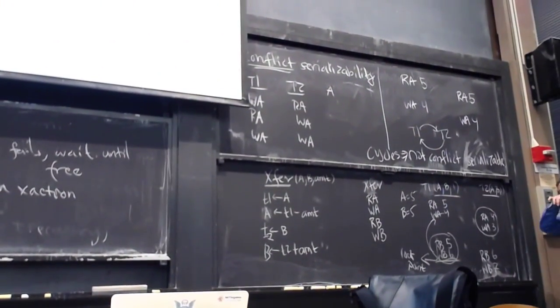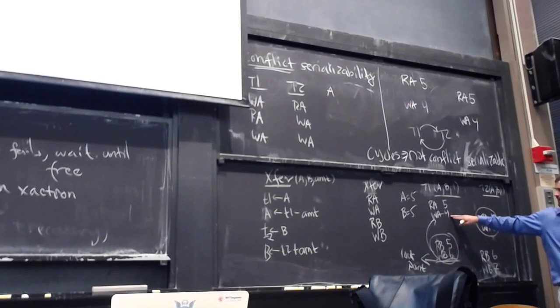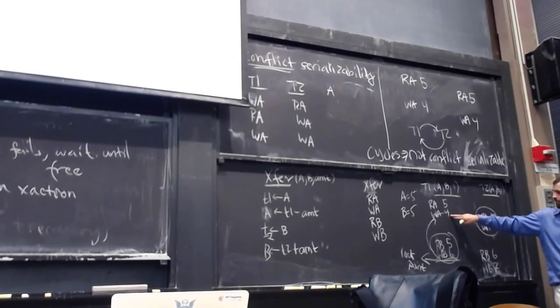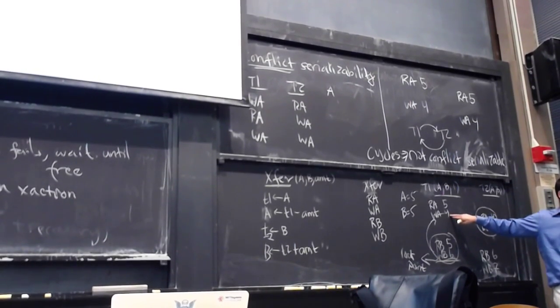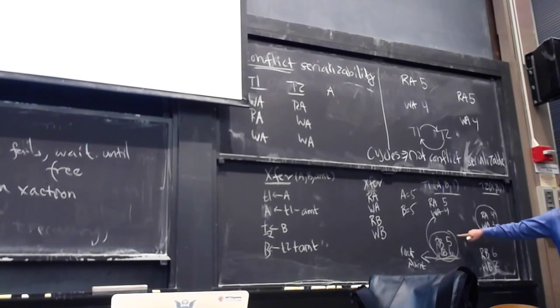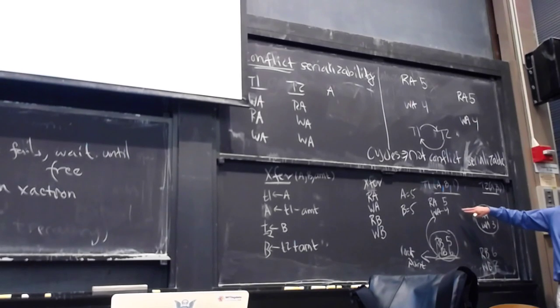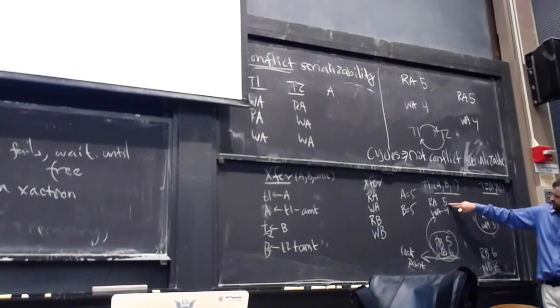Okay, so yeah, you're right. In this case, if I had released the locks on A, then it might seem like I'm okay. But the problem is, if I release my locks on A, then I'm going to later have to make these modifications to B, and the write to B could depend on your read of A.